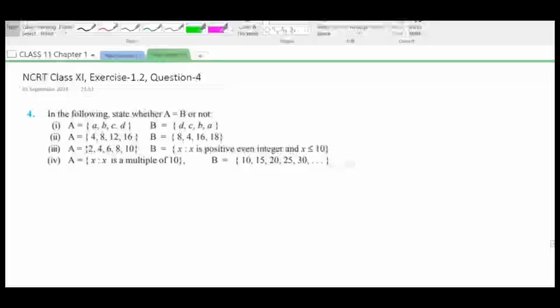In the following, state whether A is equal to B or not. So A is equal to B. This will happen if all the elements of set A are elements of set B and all the elements of set B are elements of set A. Meaning the sets A and B have exactly the same elements. Okay. So let's see. A, B, C, D. Here also A, B, C, D. Okay. And then D, C, B, A. So these two are equal.